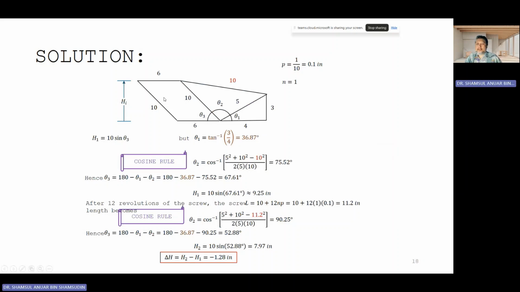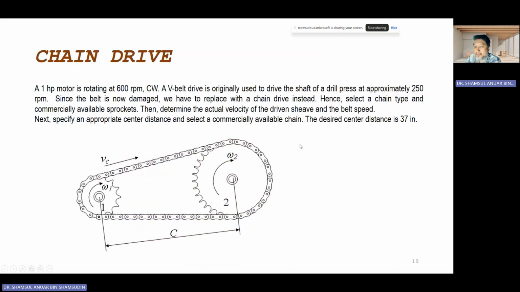All right, then you can do this relationship, pretty much the trigonometry, or geometry, and you can solve that. Then the topic will be chain drive. So basically, this one is a design problem.